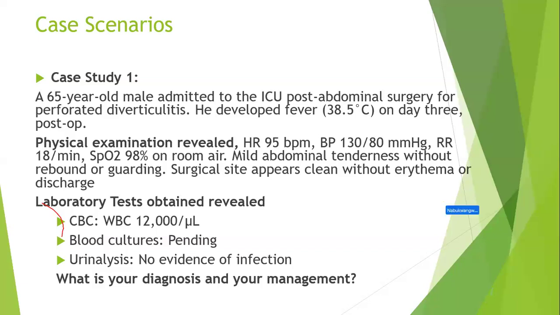All right, your laboratory test revealed white blood cell of 12,000 per microliter, blood culture pending, and when you did your urine analysis, there's no evidence of infection. So, what is your diagnosis, and how do you go about managing this patient? So, anybody? Anybody wants to try? From all we have discussed, we must always think about the unforeseen. Yes, go ahead.